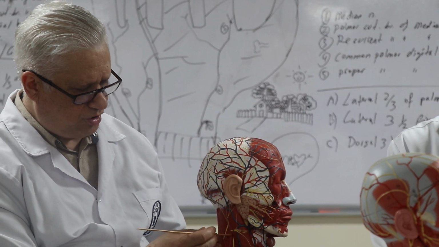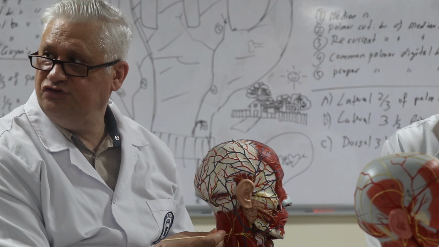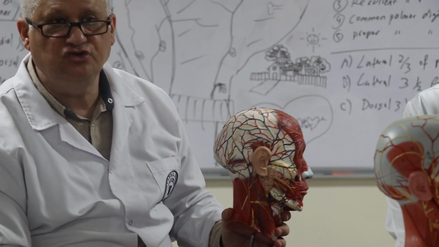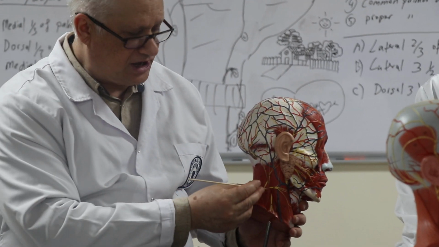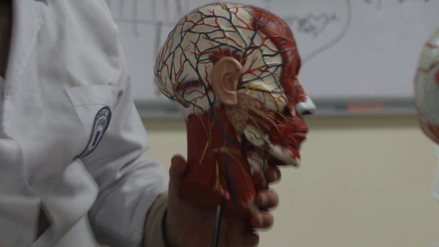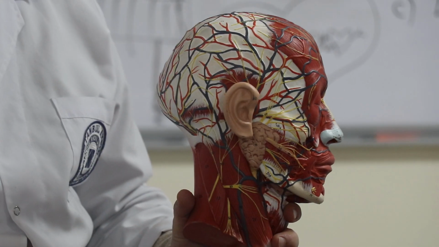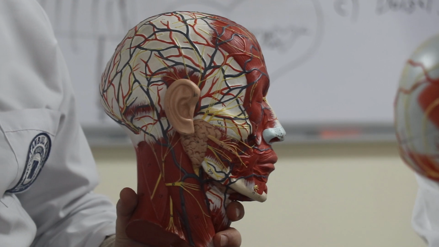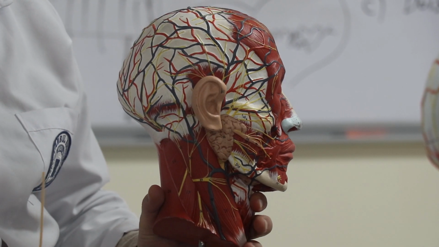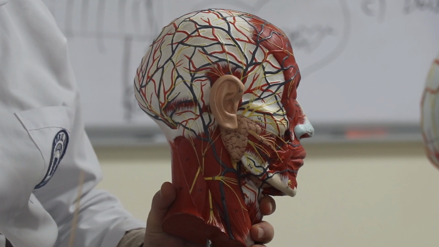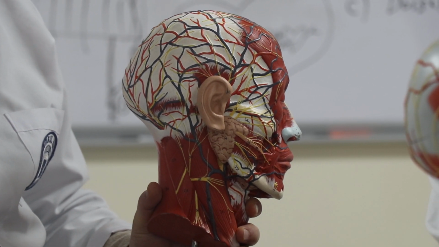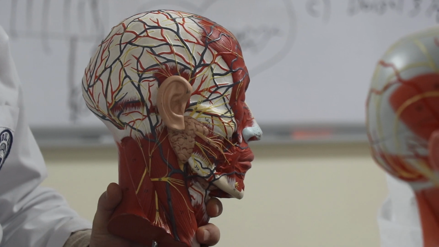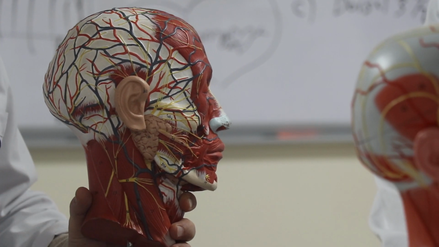Basically this point is also referred to as what point? Erb's point, right? Why? Because if you go down deep to that area, that's where the roots of C5 and C6 of the brachial plexus come out. And when C5 and C6 are damaged, you have Erb's palsy. So that's why this area is also referred to as Erb's point.